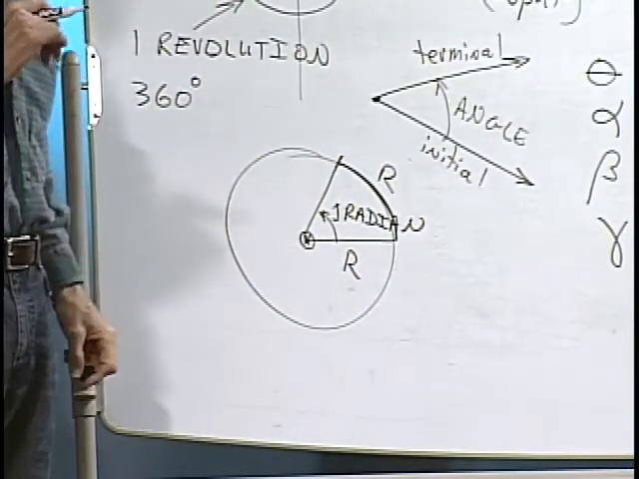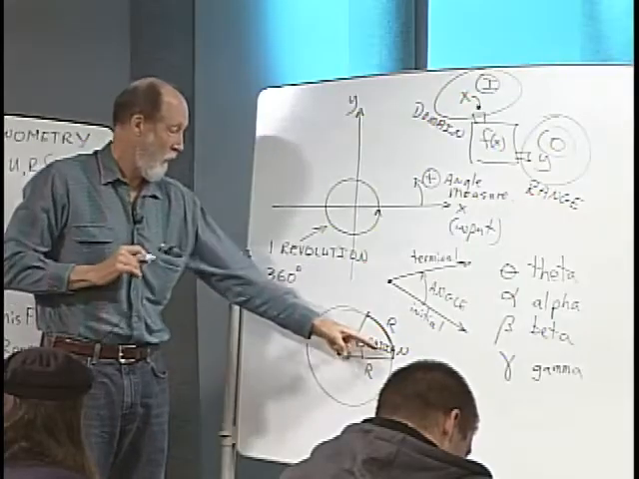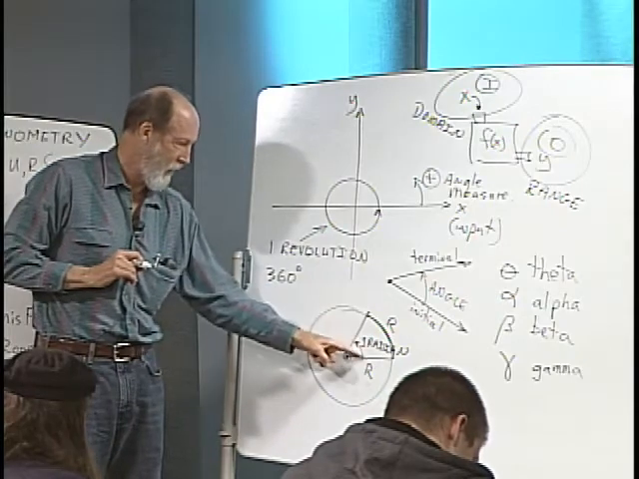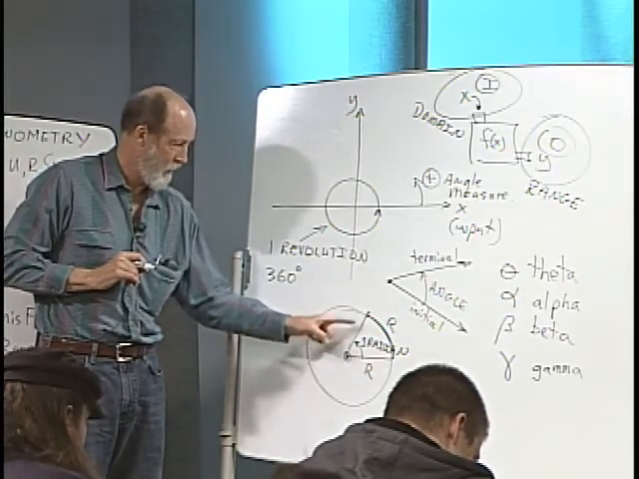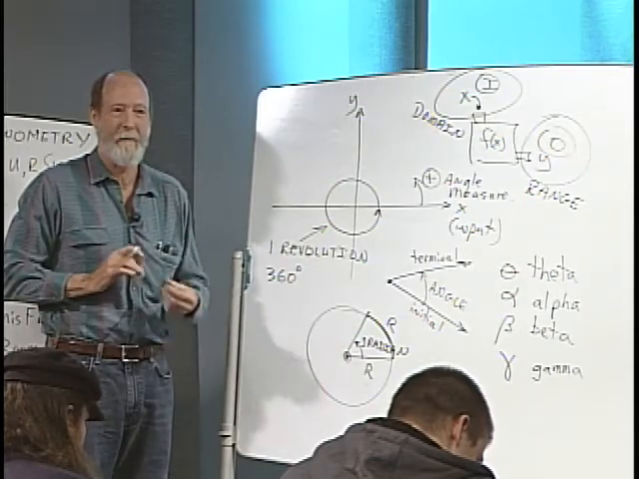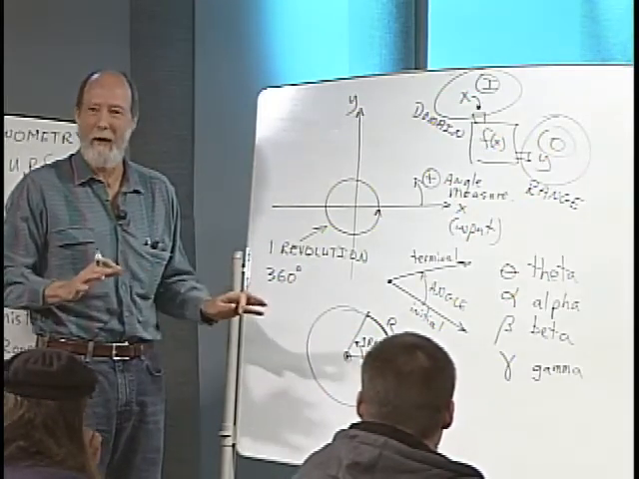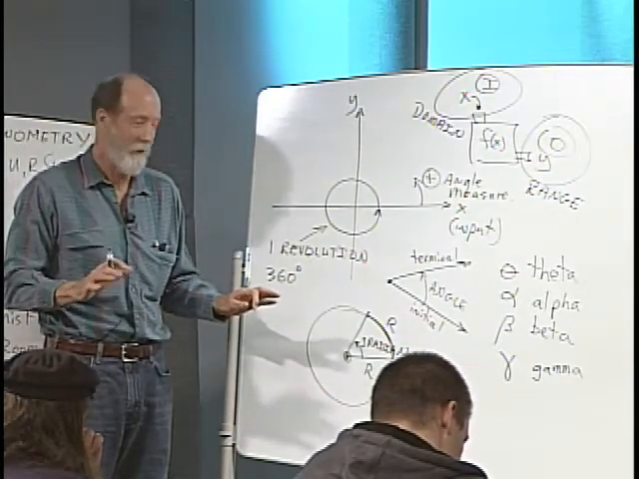Can you remember that? You bend the wet noodle on the circular arc, equal in length to the radius, and the angle that's formed, the rotation from this initial side to the terminal side, is called 1 radian. Any questions so far? I hope not. It's pretty straightforward so far.